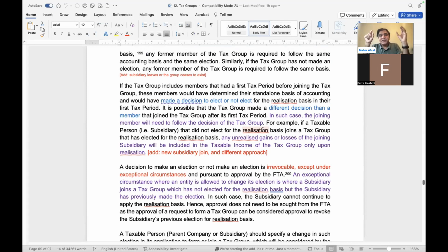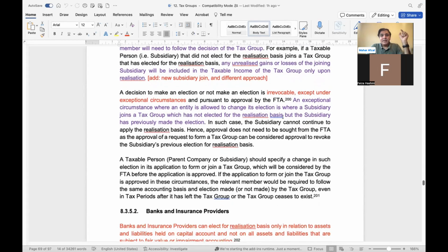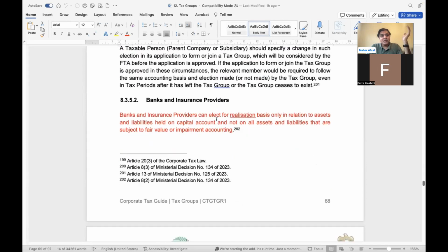Now this is the exceptional case. Once this subsidiary joins, the group has already followed the realization basis. So they need to take approval for whatever approach they want to opt. This special approval will be required, either the period will be changed or the basis will be changed. FTA approval will be required. So there is a possibility to make an election, and you can go to the exceptional circumstance only after a change in direction as a subsidiary joins the tax group which had not elected realization. You can go through this.